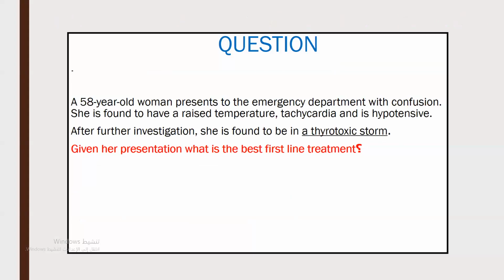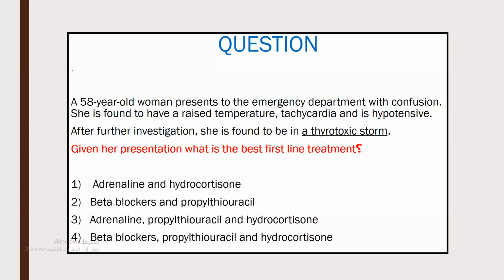I have here a question. A 58-year-old female presents in the ER with confusion. She is found to have raised temperature, tachycardia, and hypotension. On further investigation, she is found to be in thyrotoxic storm given her presentation. What is the best first line treatment?